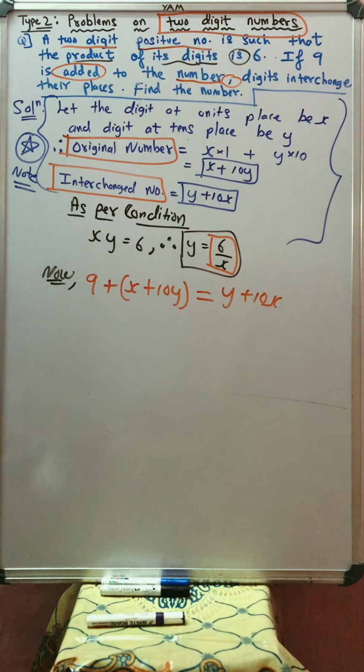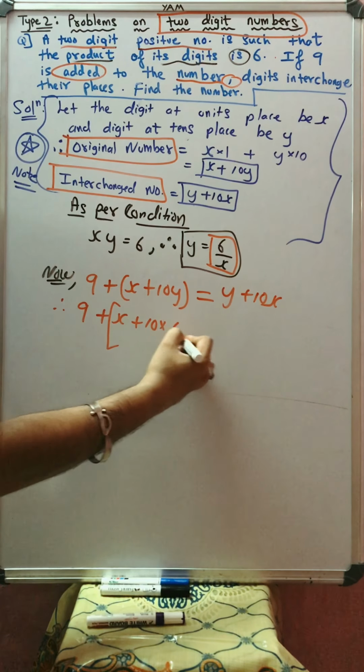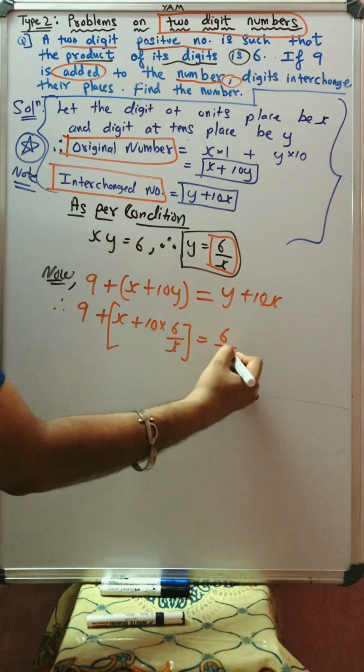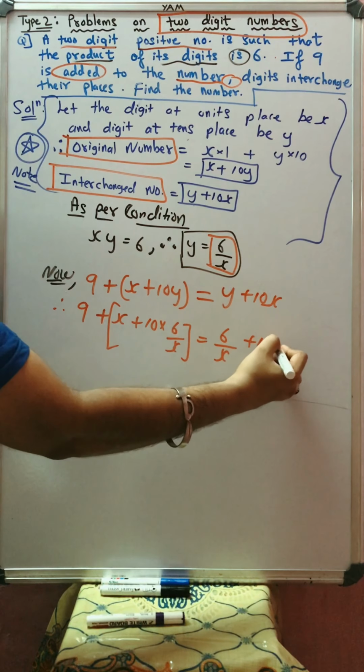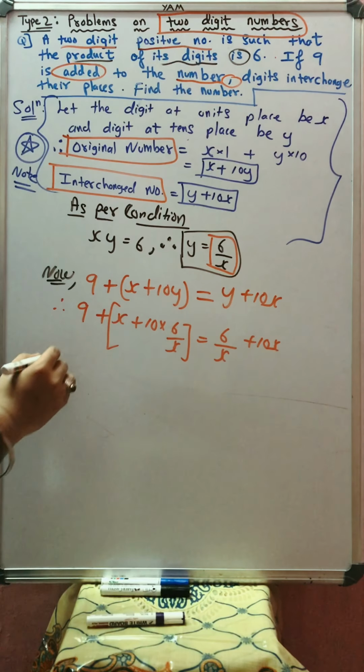Don't forget, students, here we have found the value of y. Y is 6 upon x. So wherever we have y, we'll substitute 6 upon x. Therefore 9 as it is, 9 plus x as it is, x plus 10 multiplied by, at the place of y, 6 upon x, is equal to, at the place of y, 6 upon x plus 10x. Great. Now I'll just multiply.